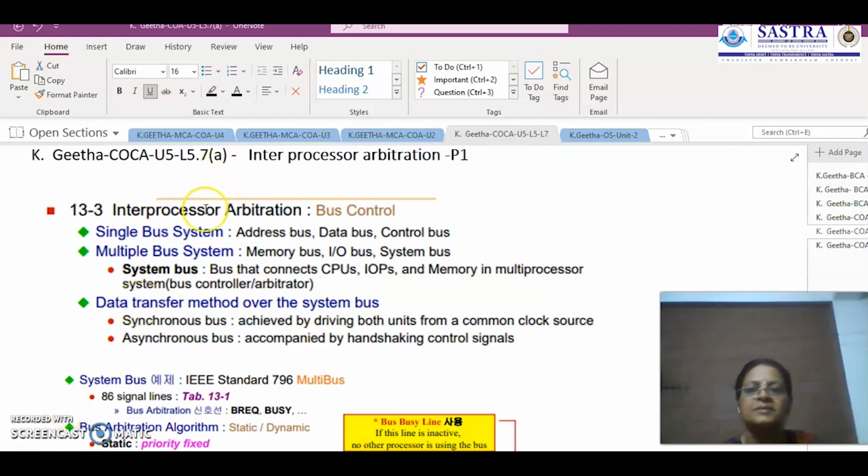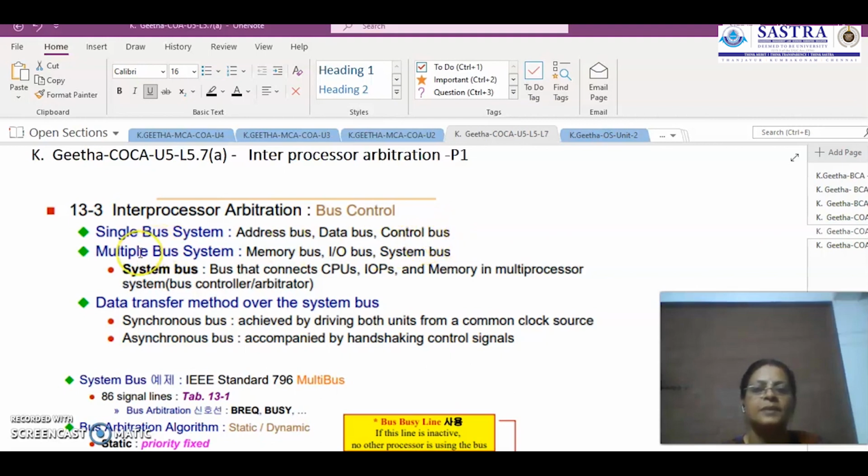Interprocessor arbitration can be provided either by means of a single bus system, or by a multiple bus system, or it can also be done by a data transfer method. So we are going to approach this topic under three categories. If it is a single bus system, how the address bus, data bus and control bus are going to be made use of.